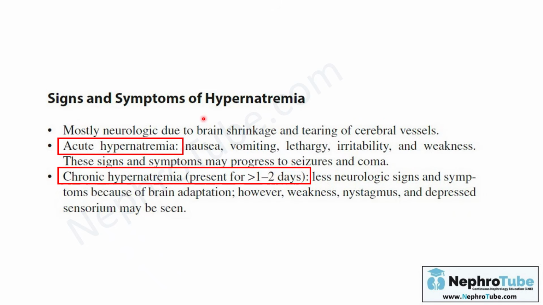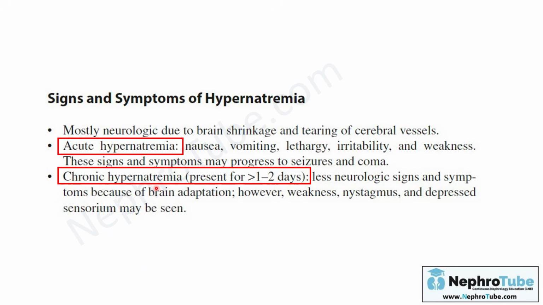The signs and symptoms of hypernatremia depend on the onset of hypernatremia. Is it acute or chronic? In acute hypernatremia, the patient will present with central nervous system manifestations, as I mentioned: nausea, vomiting, lethargy, and so on, up to seizures and coma.